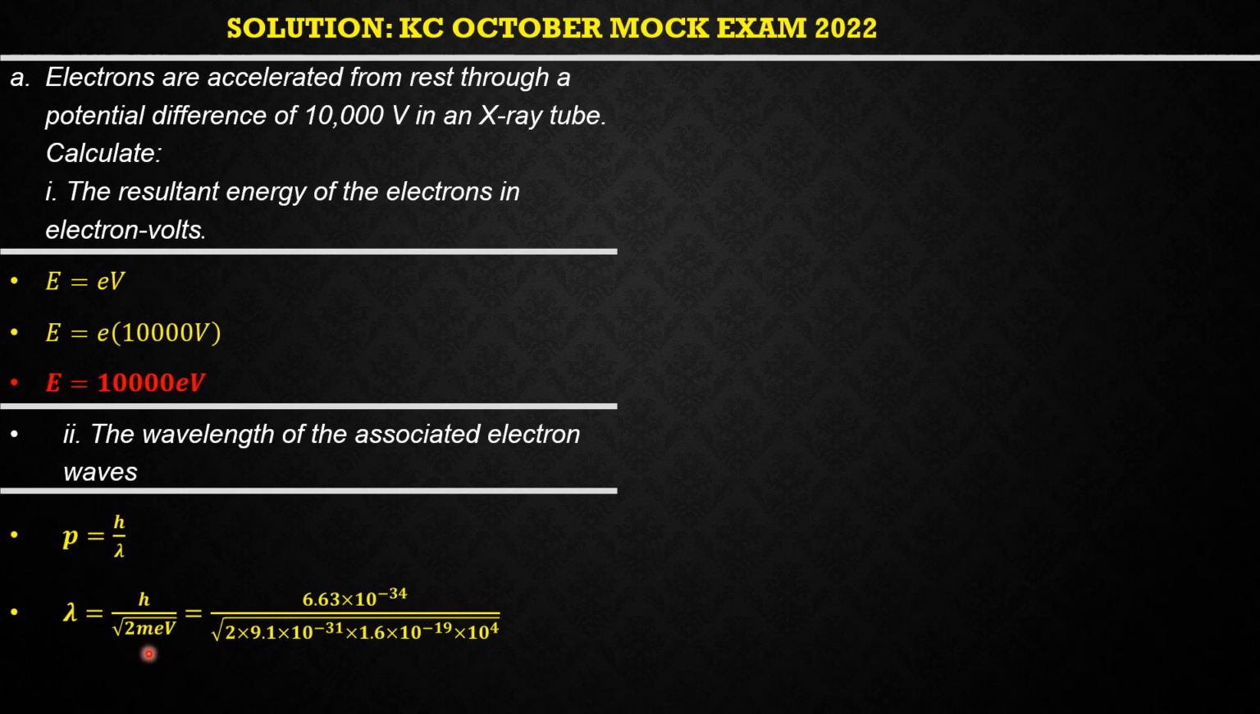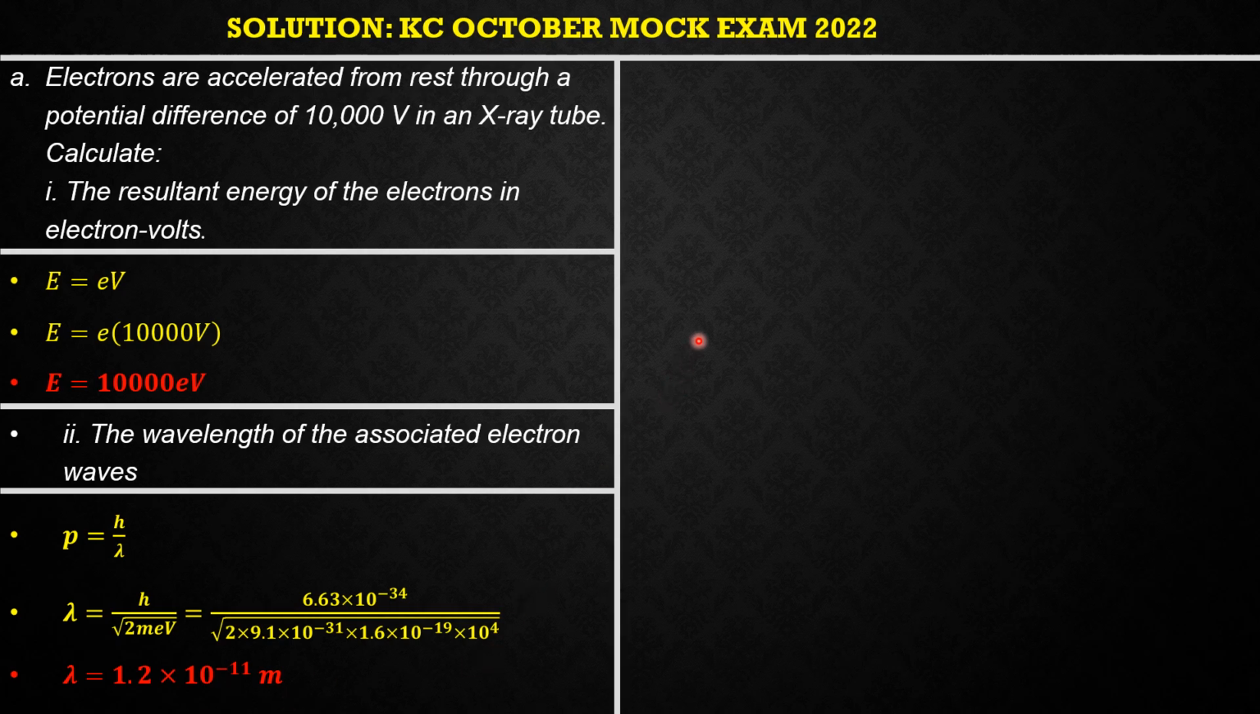All right, so we're just going to go ahead and put in our Planck's constant, which is 6.63 times 10 to the negative 34, and then 2 multiplied by the mass of an electron, which is 9.1 times 10 to the negative 31 kilograms, and then the charge on an electron, and then of course the voltage, which is 10 to the power 4 volts. So we actually have the associated wavelength to be 1.2 times 10 to the negative 11.